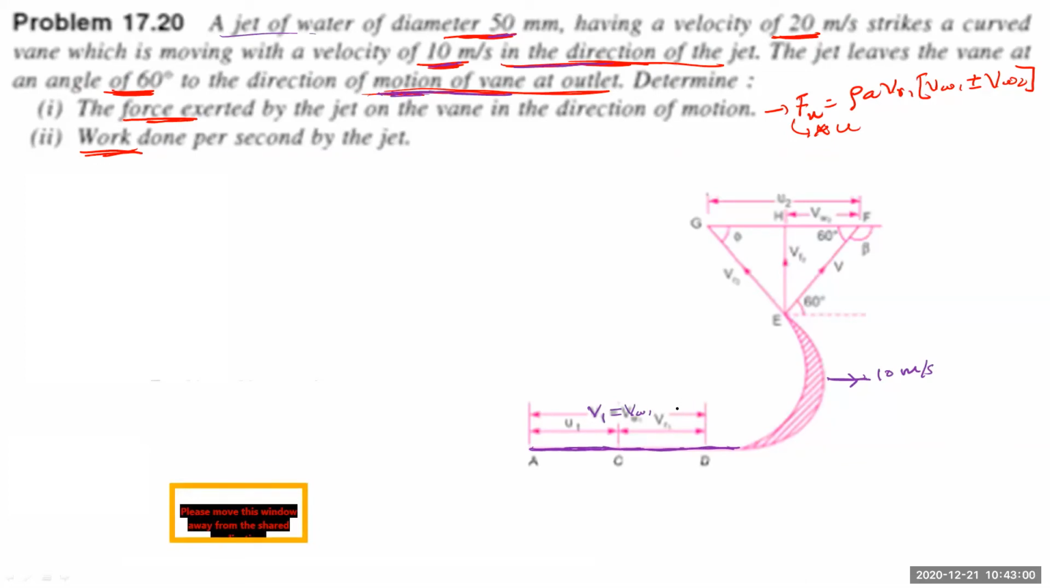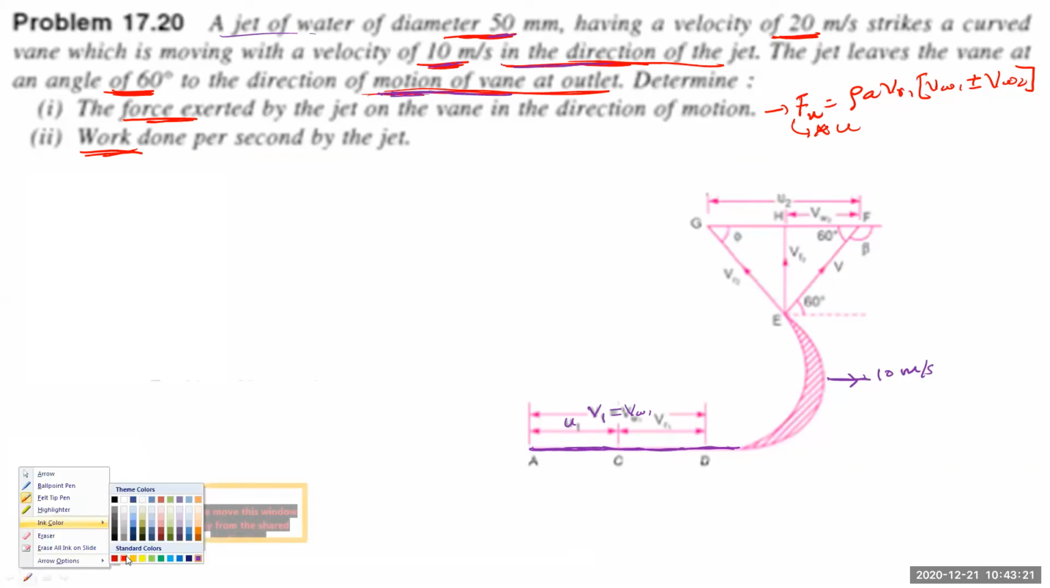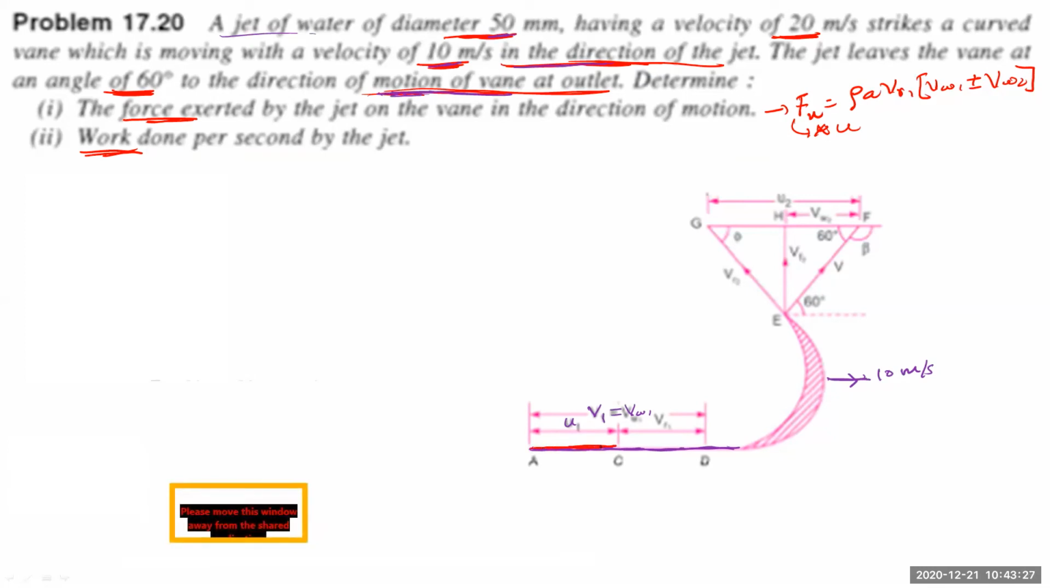Now, vectorially we can represent this U1. This also you have to represent in the direction of motion of the vane, so it will also be in horizontal direction. For U1 I will choose some other color. This is your U1. We all know that VR1 is the difference of these, for this case, because here we don't have any angle. So VR1 will be equal to V1 minus U1.